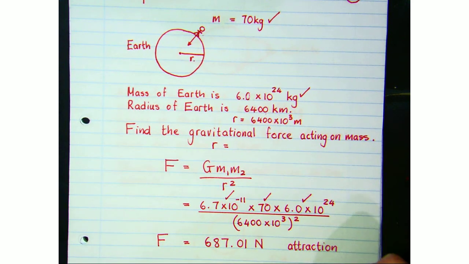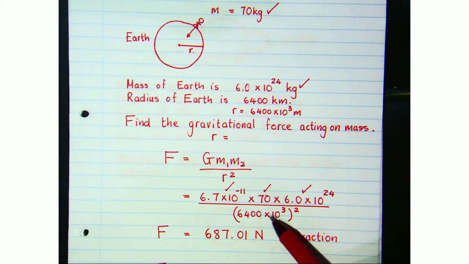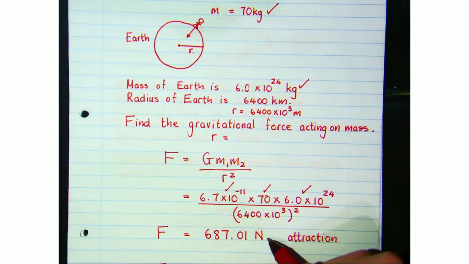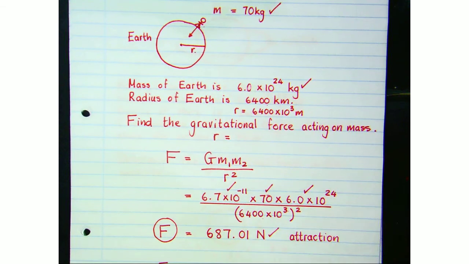There are 1,000 meters in a kilometer, and then we substitute it into our equation. 6,400 times 10 to the 3, and then don't forget to square the entire distance. Well, if you put that correctly into your calculator, you get 687.01 newtons, that's a force. It's a force of attraction.